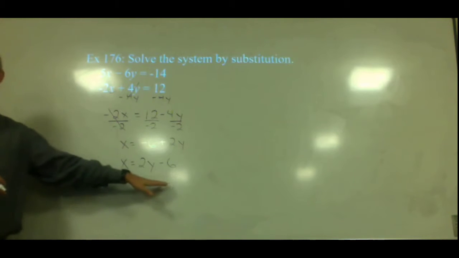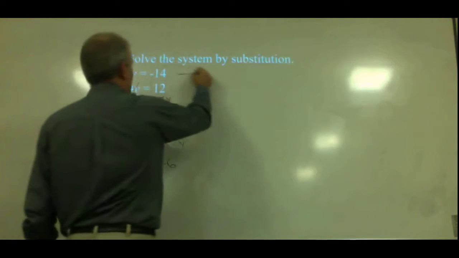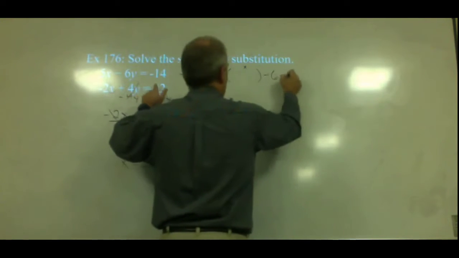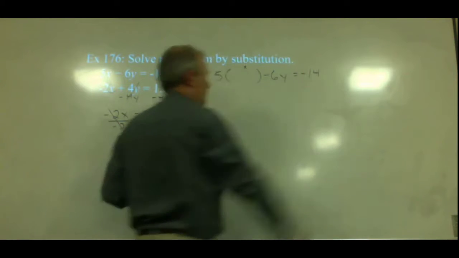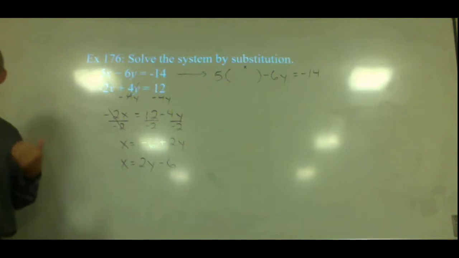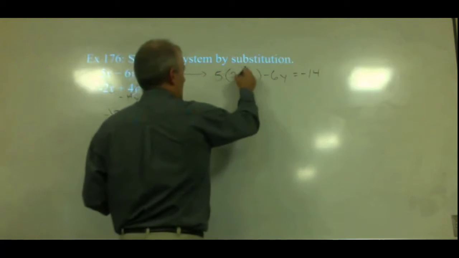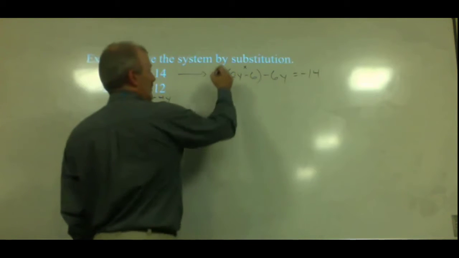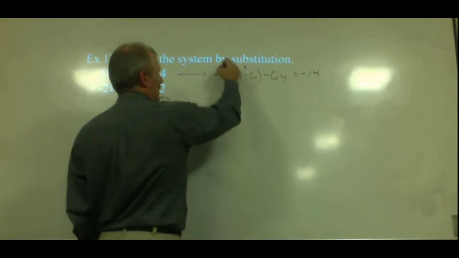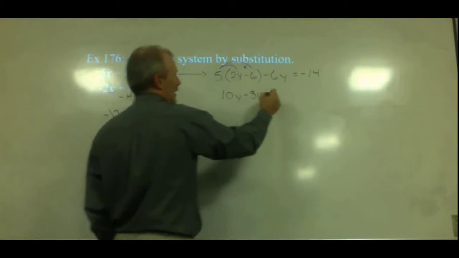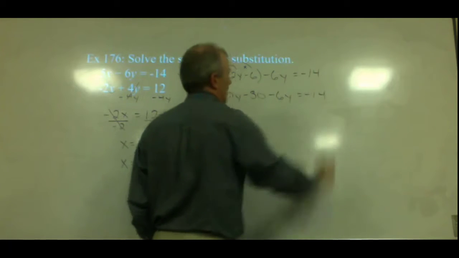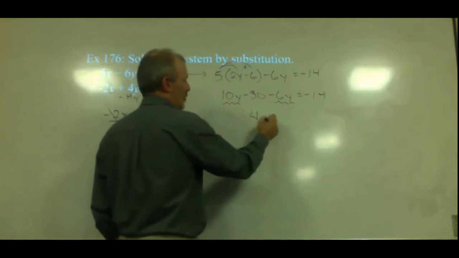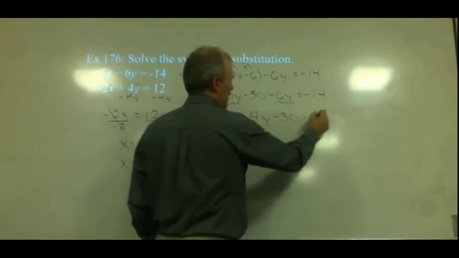So now we have the x all by itself, right? We go back to this top one that we haven't used yet, and we're going to write 5 times x minus 6y equals -14. And what are we going to replace the x with? 2y minus 6. Okay, and then we have to do what? Distribute. So this will be 10y minus 30, and then minus 6y equals -14. And just like we've been doing in the past, we want to combine. So this gives us 4y minus 30 equals -14.